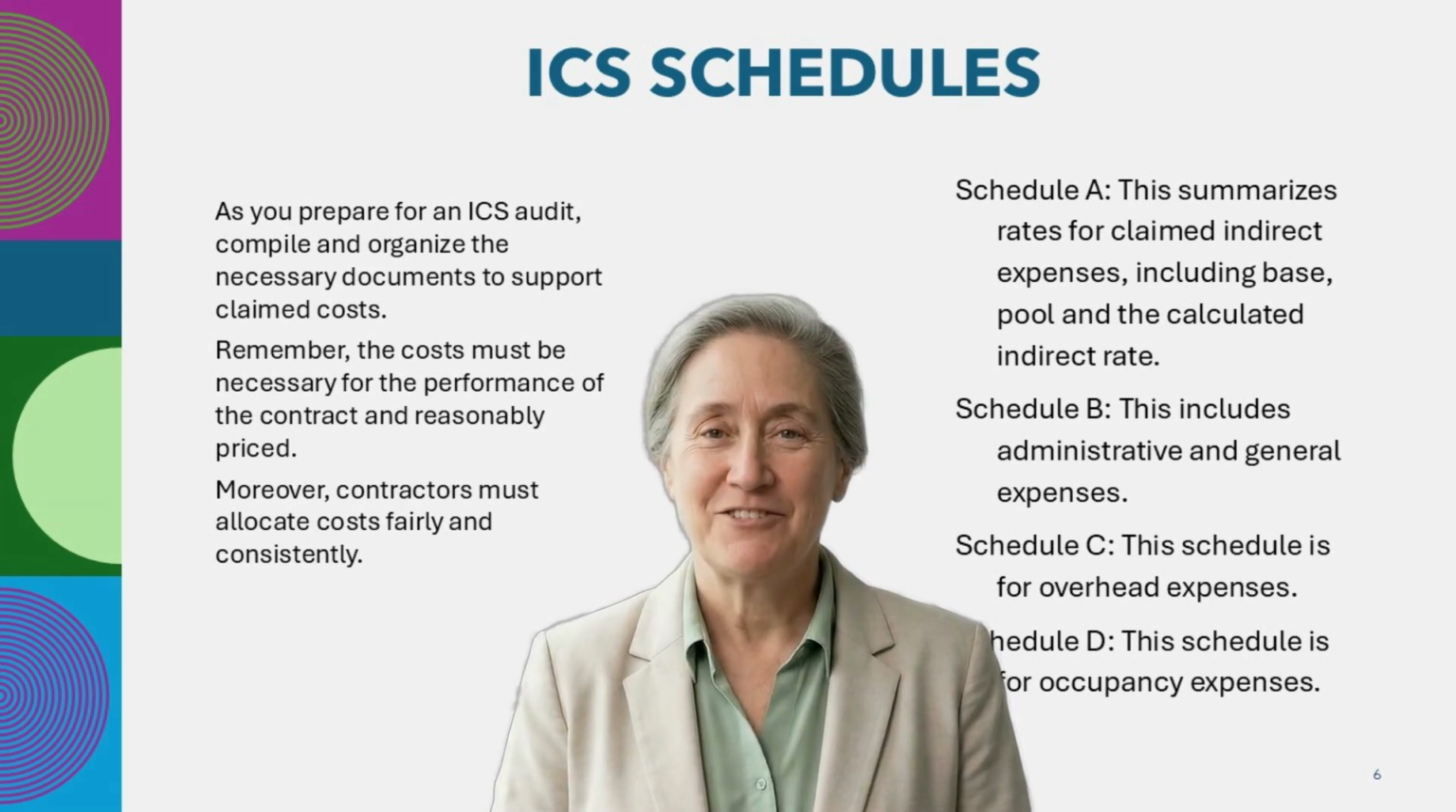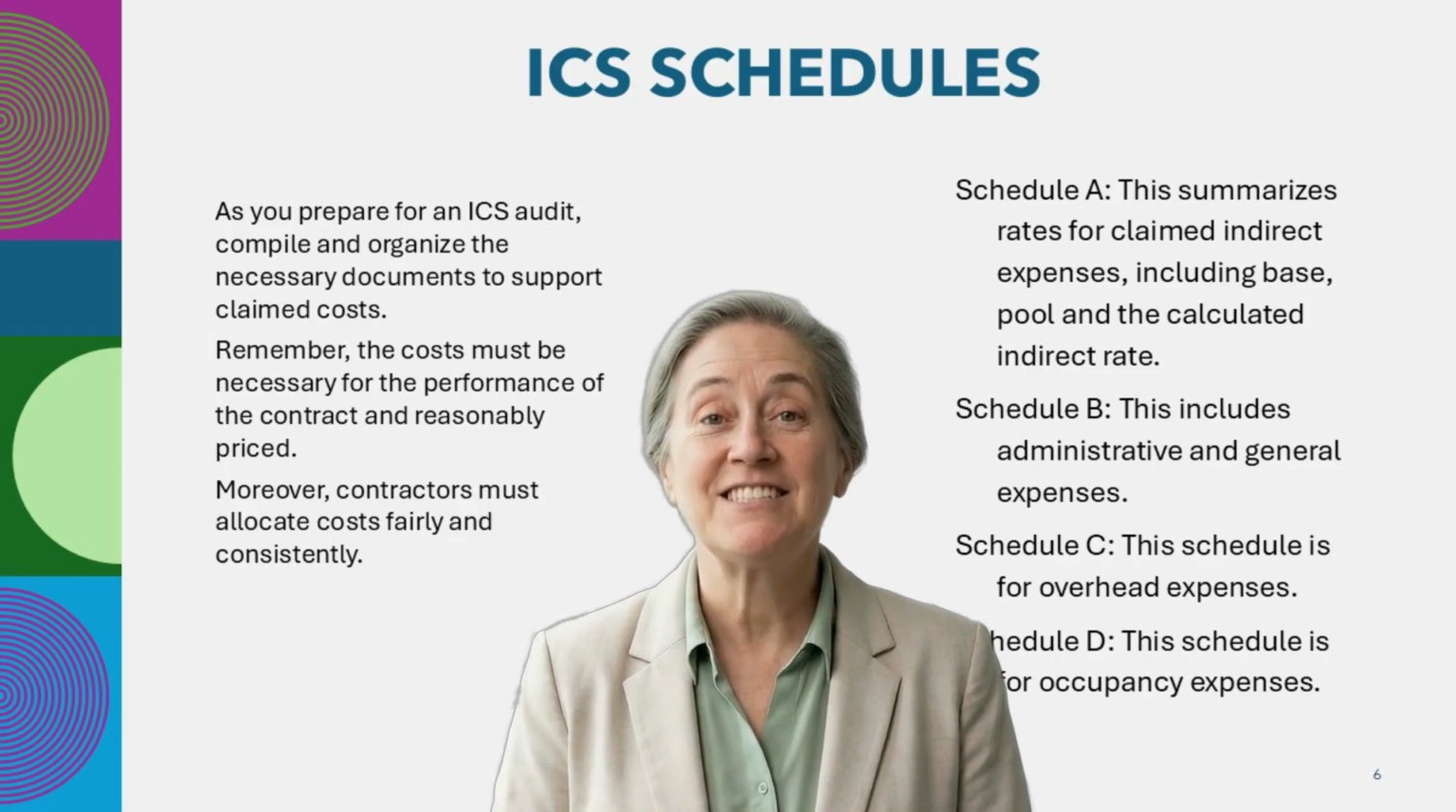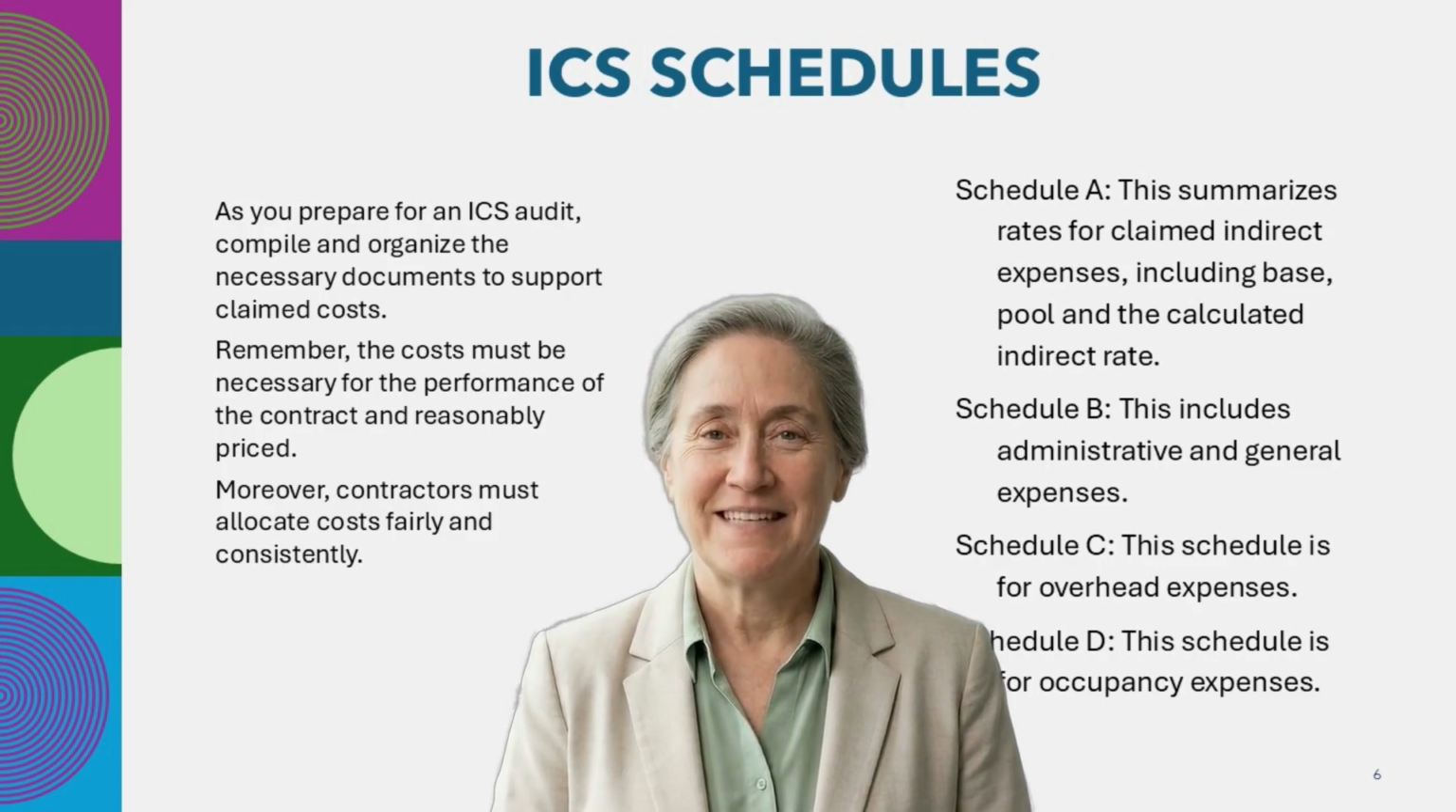The next schedules developed are for the expenses only, the pool costs. Schedule B starts the process and covers general and administrative expenses. The indirect costs are calculated next on the Schedule C series. You will develop a Schedule C for each of your indirect overhead rates, and Schedule D handles occupancy expenses. These schedules form the foundation of your submission.